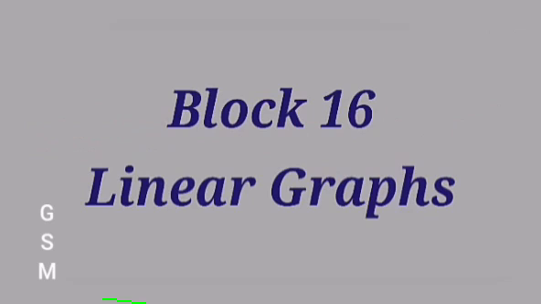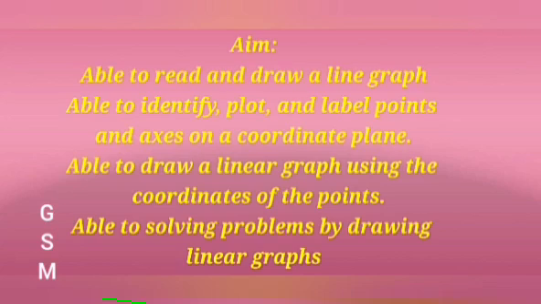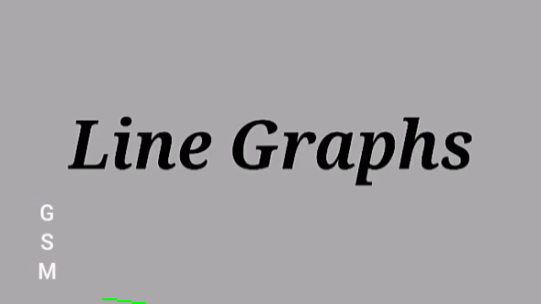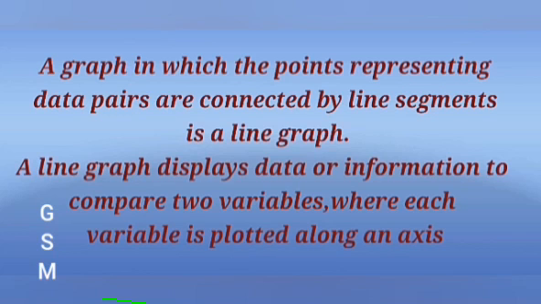Hi students, today we are going to learn linear graphs. First, we are going to learn about line graphs. What is a line graph? A graph in which the points representing data pairs are connected by line segments is a line graph. A line graph displays data or information to compare two variables where each variable is plotted along an axis.